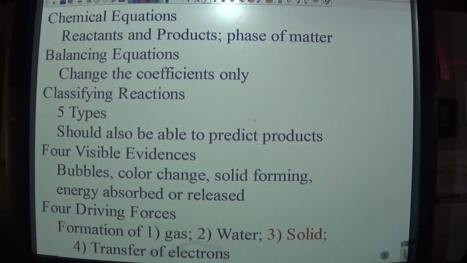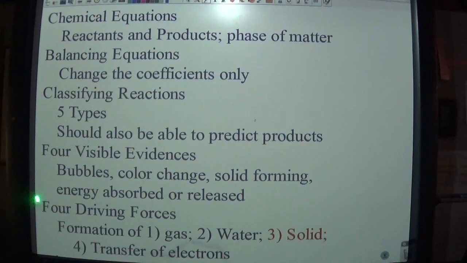You should know how to classify reactions. There were 5 types. There were synthesis, also known as combination, decomposition, single replacement, double replacement, and combustion. From those 5 types, you should also be able to predict the products as we have discussed in the previous videos.